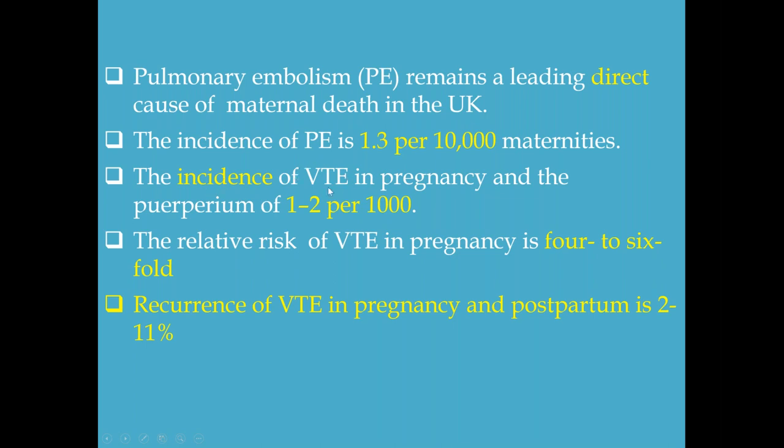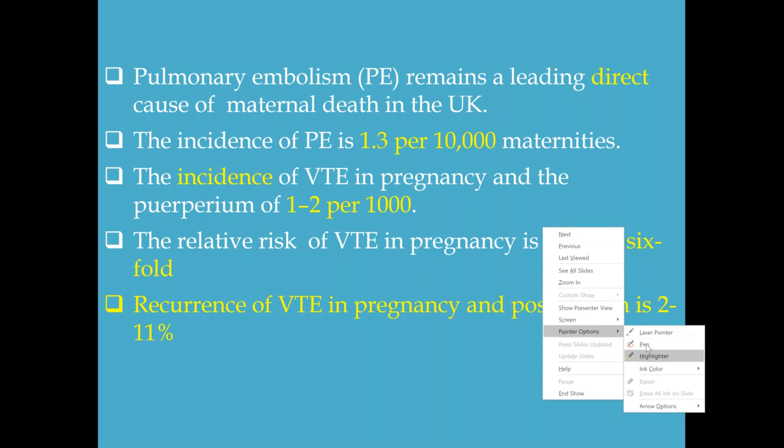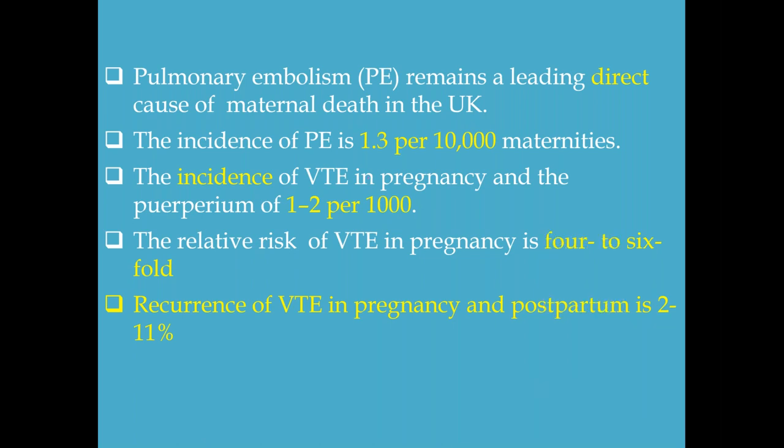And the incidence of VTE, venous thromboembolism, in pregnancy and the puerperium is 1 to 2 per 1,000. This is a very important figure that came in the exam, so don't confuse the incidence of PE and the incidence of VTE. Here is the incidence of pulmonary embolism, about 1.3 per 10,000, and here VTE is 1 to 2 per 1,000. So here is the difference between the incidence of PE and the incidence of VTE.